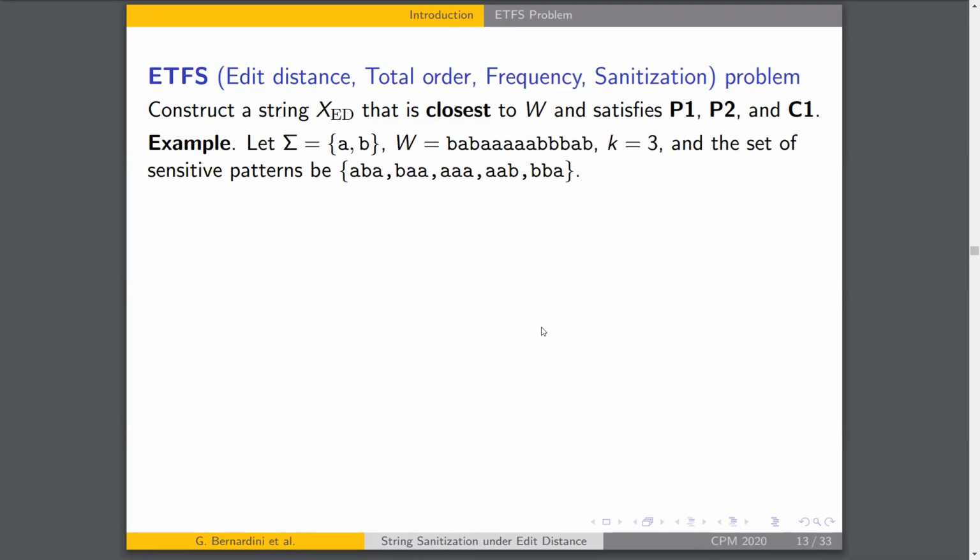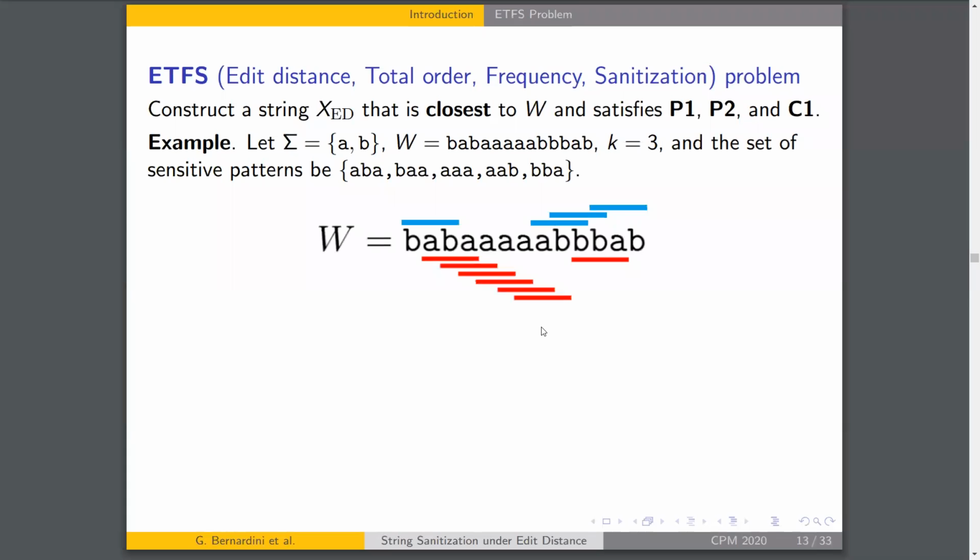We have an alphabet of size 2, a string W. Over this alphabet, we choose the pattern length to be 3, and we have the following set of sensitive patterns. In this example, I have underlined all the sensitive patterns in red, and the remaining non-sensitive patterns I have overlined in blue. As you can see, this new string X contains the patterns BAB, ABB, BBB, and BAB in the same order and with the same frequency as W.